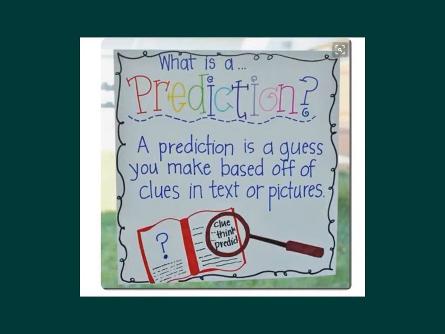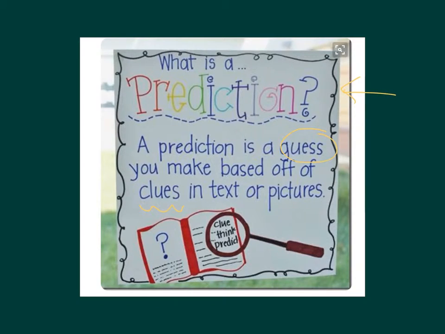Readers, we all know what predictions are, and you've been making predictions for quite a while. Probably since the first or second grade, you've been making predictions about what is going to happen in your book. So this lesson is a reminder about how to make good predictions. A prediction is a guess that you make based off clues in the text or pictures. But in our case, it would be clues in the text. So, when we are making predictions, our guess is an educated guess. That means that it has to be based off evidence from the text.